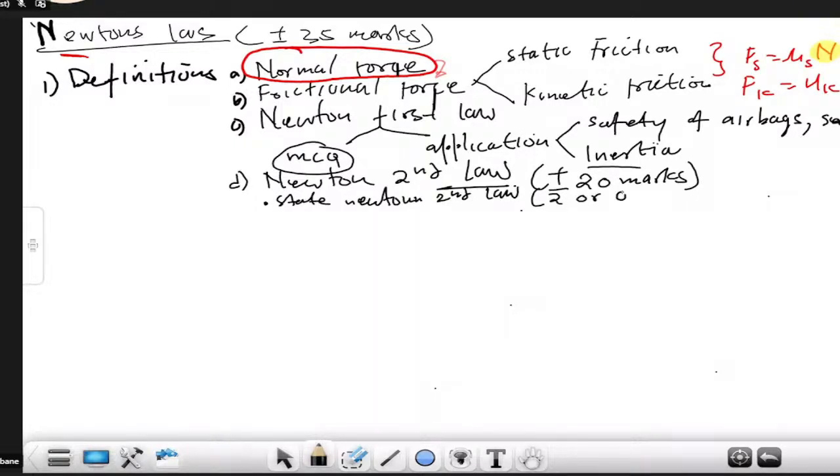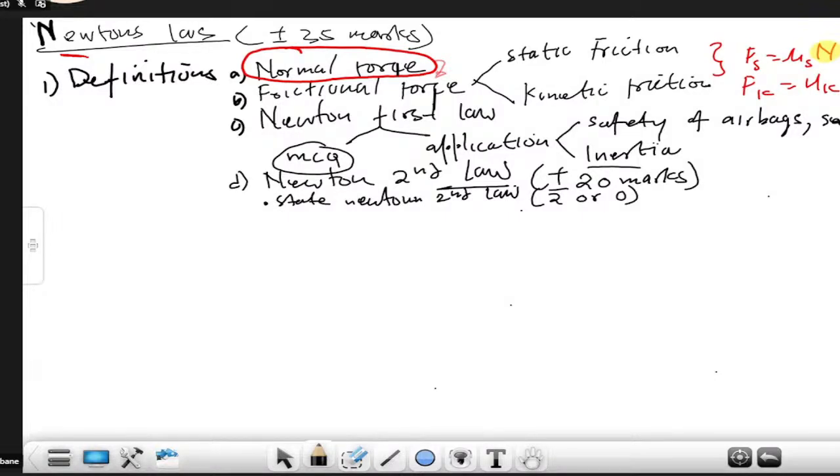You must be able to say that when a net force is applied on an object, the object will accelerate in the direction of the net force. And acceleration is directly proportional to F net and inversely proportional to the mass of an object. This is where you get 2 or 0. There isn't part marking when it comes to this particular law. So it's either 2 or 0 in the exam.